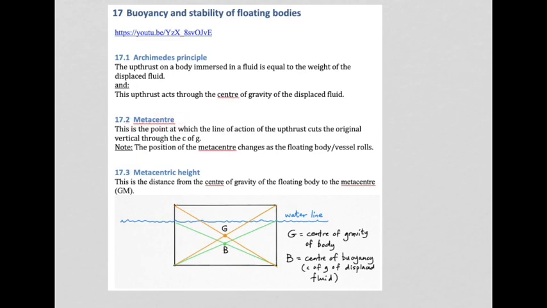And with that concept comes metacentric height, which we're going to use shortly, but let's get the definition out of the way now. Metacentric height, this is the distance from the center of gravity of the floating body to the metacenter, and we'll refer to that as GM. In other words, the linear distance from point G, which is the center of gravity of the vessel, to point M, which is that definition we just did moments ago.